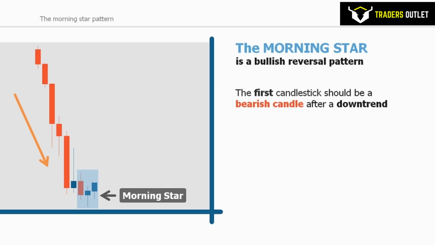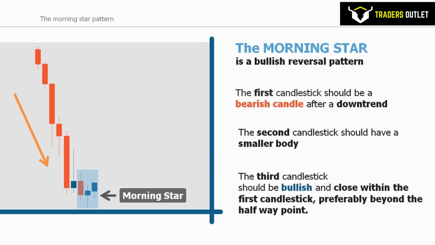The first part of this triple candlestick pattern is a bearish candle found after a downtrend, followed by a second candlestick that has a small body. It does not matter if the second candlestick body is bullish or bearish. It is also possible for the second candlestick to have no body, also known as a doji. The small body serves as an indication that the bears are losing their capacity to drive the market lower.